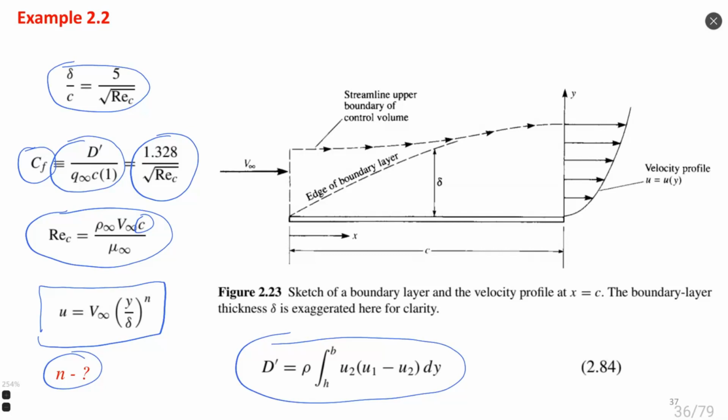It is the same idea: the flow is incompressible, so density is outside of the integral. And inside the integral, we have the velocity at the exit of our control volume multiplied by the difference of velocity between entrance and exit. So this integral will always be positive because u1 minus u2 is always a positive value. Okay, and then we integrate from h to b. In our case, h is the lower side of the control volume, and b is the upper side of the control volume.